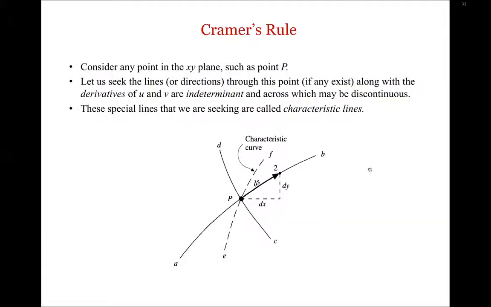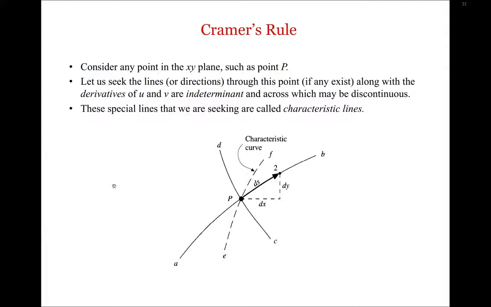So first, what is Cramer's rule? Consider any point in the xy plane, such as a point P. This is point P in the xy plane. Let us seek the lines or directions through this point, if they exist, along which the derivatives of u and v are indeterminate and across which they may be discontinuous. These special lines that we are seeking are known as characteristic curves.